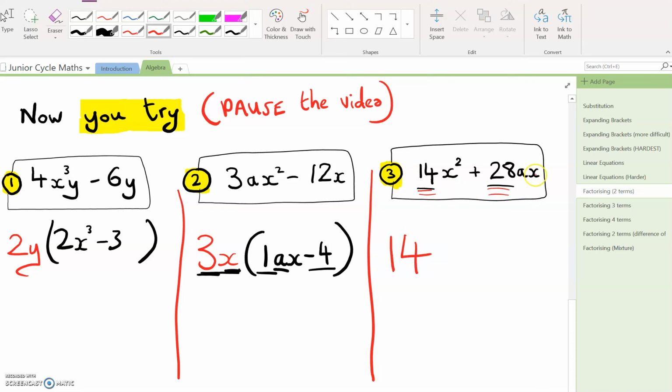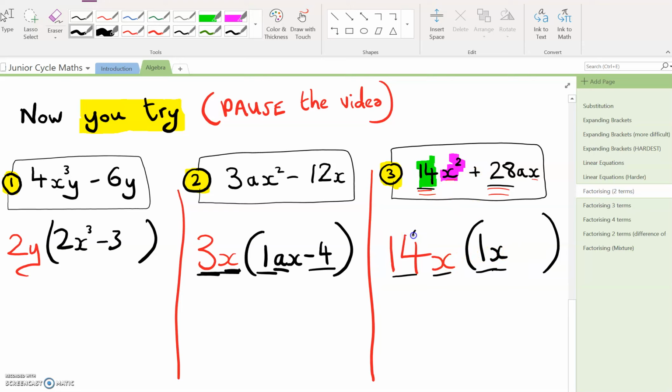What's the common letter? Is there a common letter? I see an x squared here, and I see a normal x here. So our common letter is x. Brackets. 14 by what gives me 14? 1. And x by what gives me x squared? I need to have another x, because 14x by 1x gives me 14x squared.